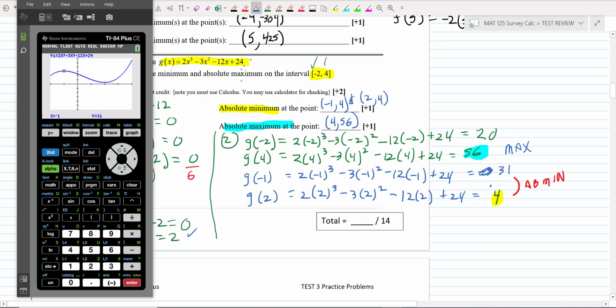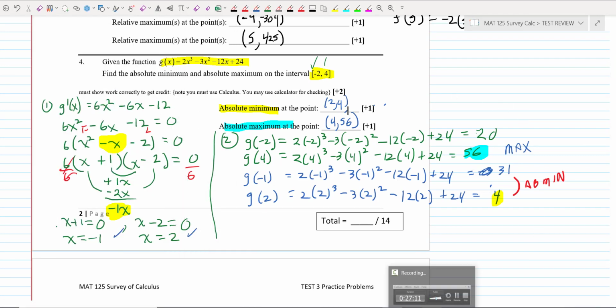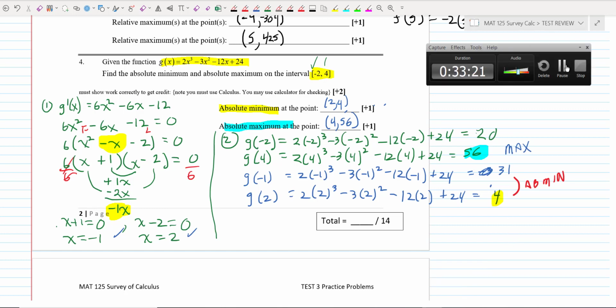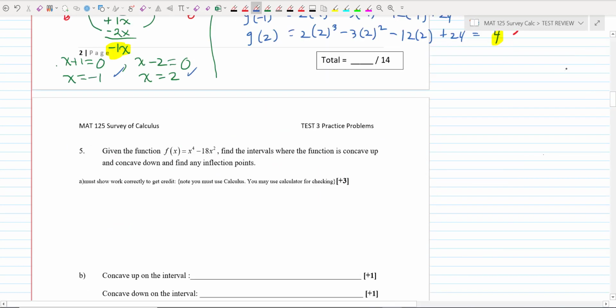Okay, so it looks like what happens then is you have one min, and that min is going to be at 2, 4. So that's the absolute min, 2, 4. We verified that on the calculator. Again, by tracing at 2, you can visually tell that's the min. And then tracing at 4, you can visually tell that's the absolute max. So I did make a mistake, okay? All right, but that's why you check. Okay, so good lesson.